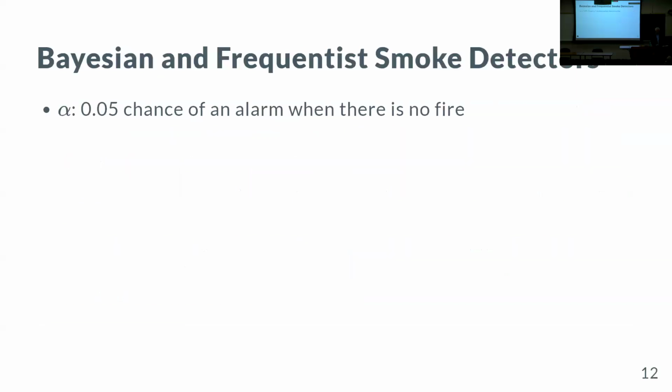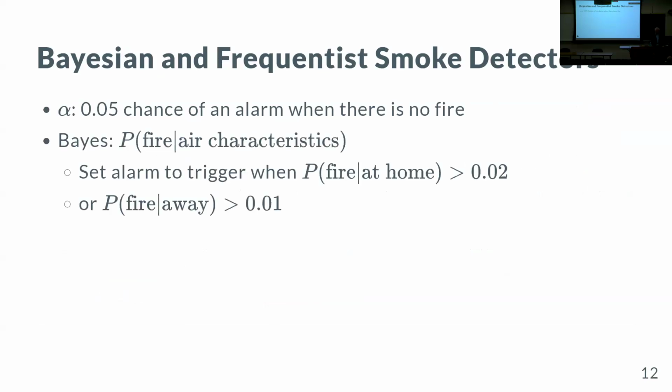So what if you were building a smoke detector? What would a frequentist smoke detector look like for your home? So you might specify alpha is 0.05. That would be the chance of the alarm going off in your home when there's no fire. Now that may sound interesting, but I really don't think it is. What's a Bayesian smoke detector? The probability of fire given the air characteristics.